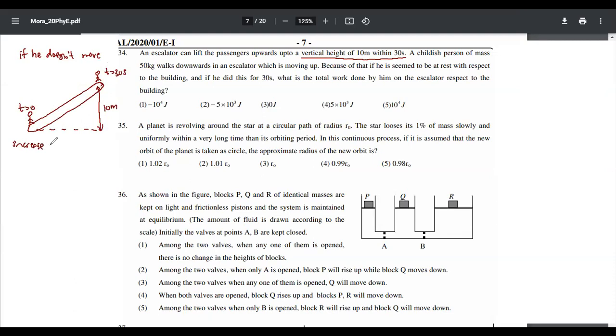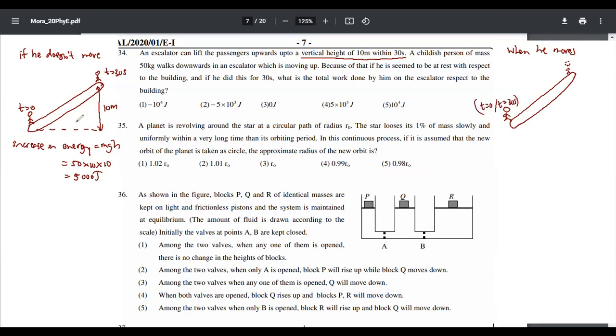What is increase in energy, people? Increase in energy is equal to mgh. That is equal to his weight, his mass. 50 into 10 into height 10. Answer is 5,000 joules. That is the energy. When he moves, what is happening, people? When he moves, he is supposed to be here after 30 seconds. We are at the top. After 30 seconds, he's supposed to be here. But he is here. He's not moving with respect to the building. He's not going up.